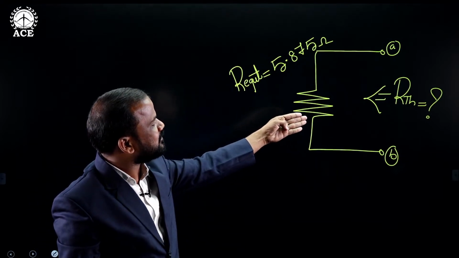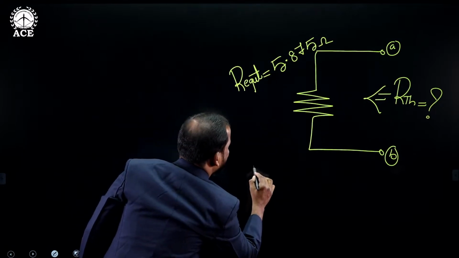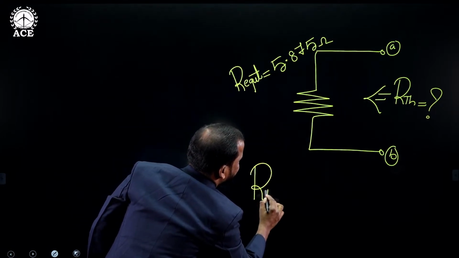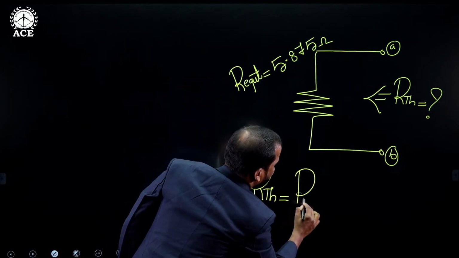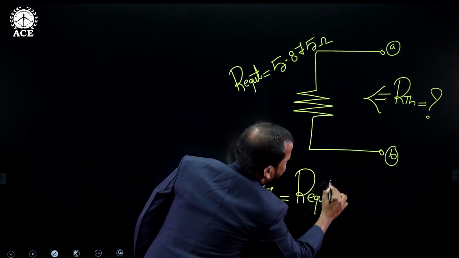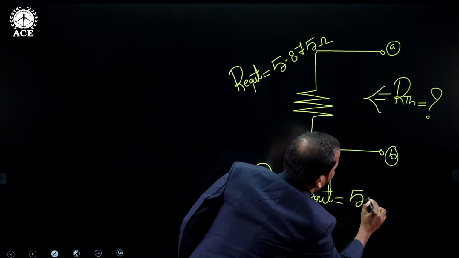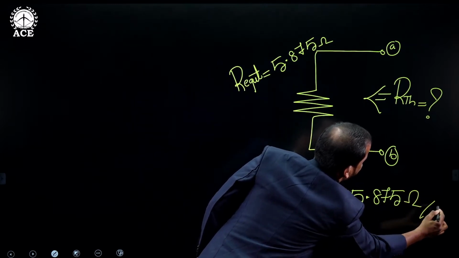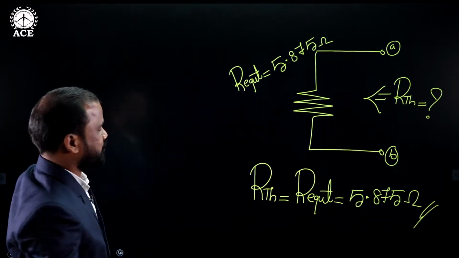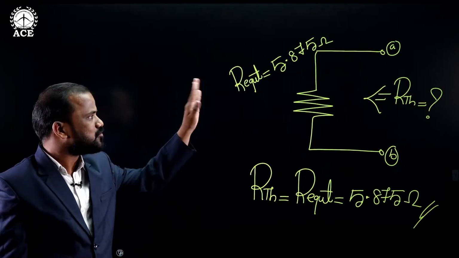So RTH, that is Thevenin resistance, is equal to the equivalent resistance. So finally we got the Thevenin resistance across the open terminals where we disconnected the load in the given network, and that value is 5.875 ohms. Now we have calculated the value of Thevenin resistance across the open terminals.